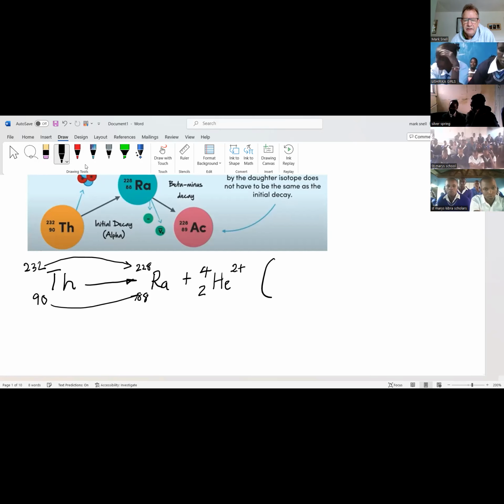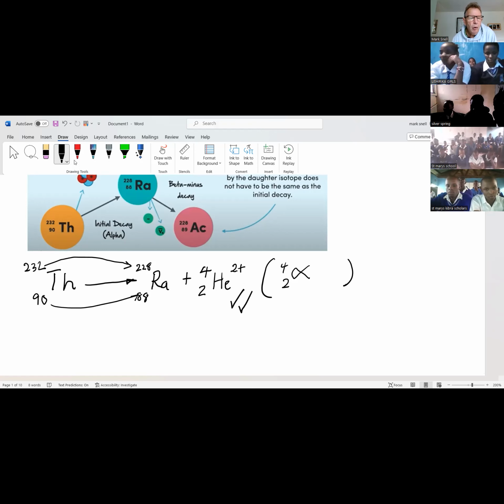You could write 4 2 beta, whoops, sorry, not beta, no, not beta at all. You could write 4 2 alpha. You don't need to put the charge on an alpha, okay? You could write this, but this is better.